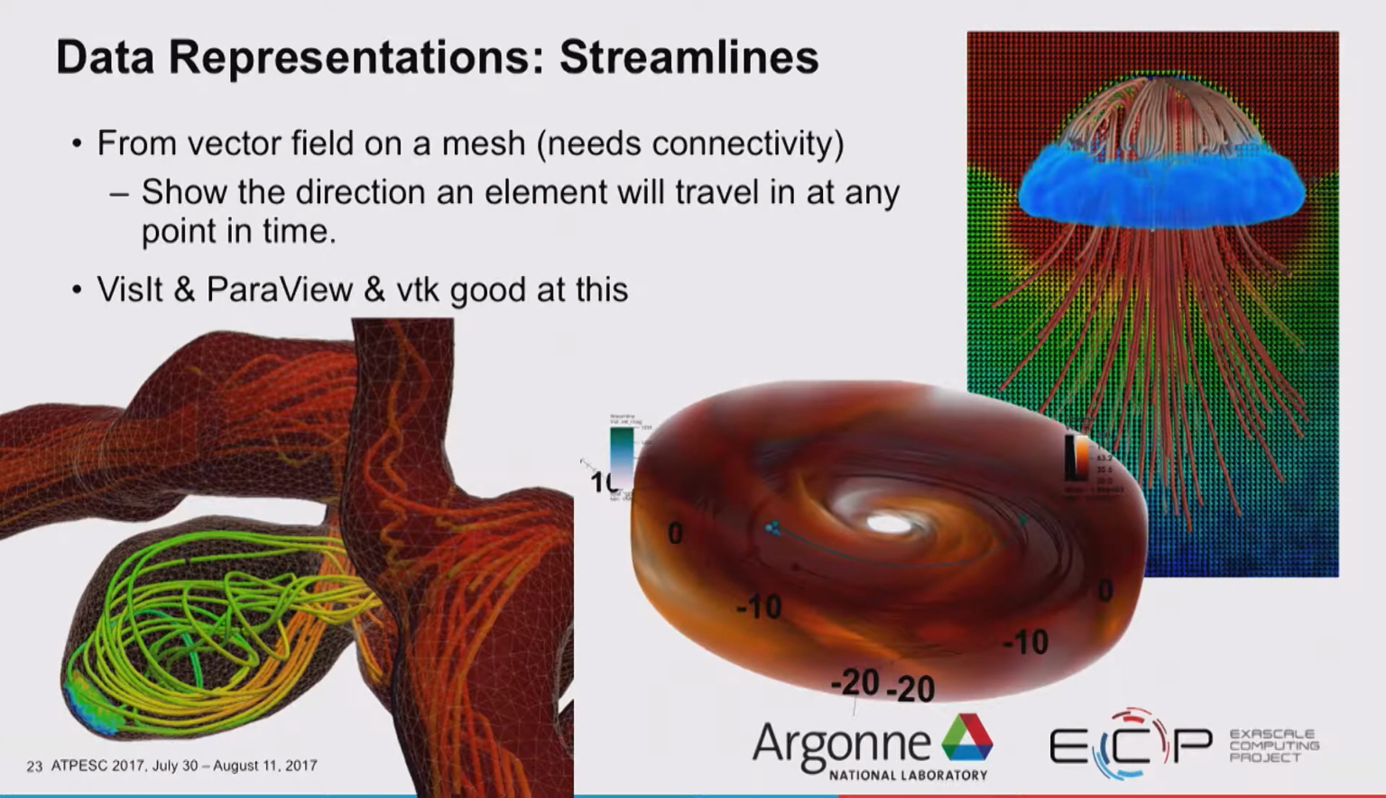Streamlines I mentioned a bit ago. These are examples from a flow field that's on a mesh. It needs some connectivity in order to do this, but basically shows the direction an element would travel at any point in time. You start with some number of seed points, find where the value is at that vector, and trace along that vector to the next point in the mesh, and so on. It creates these streams that represent how the data is flowing within a single time step.